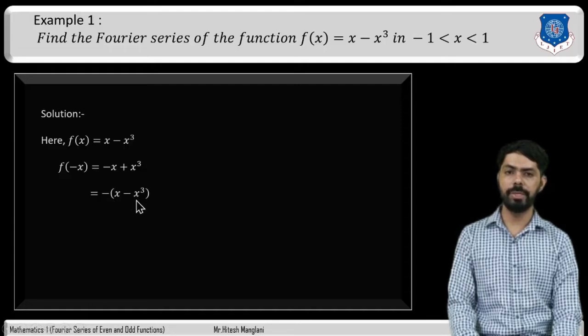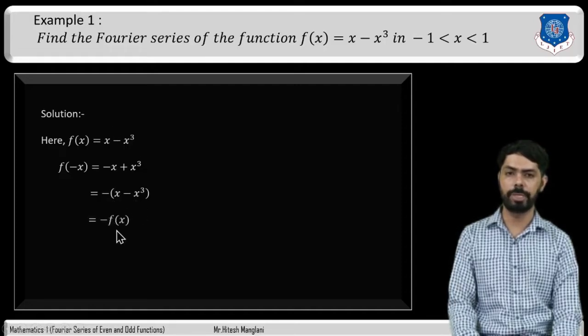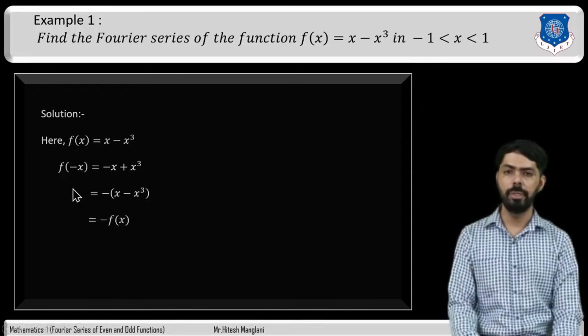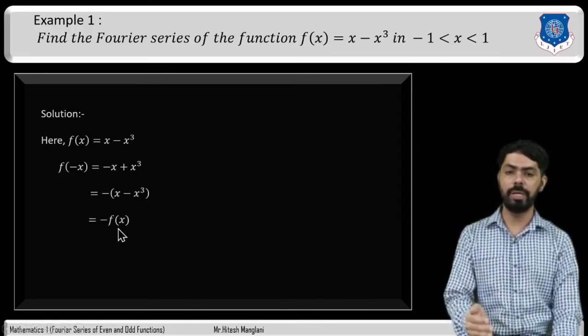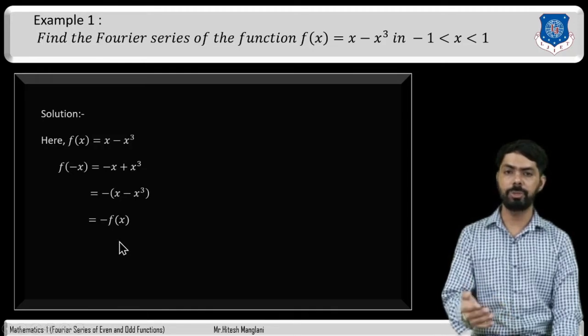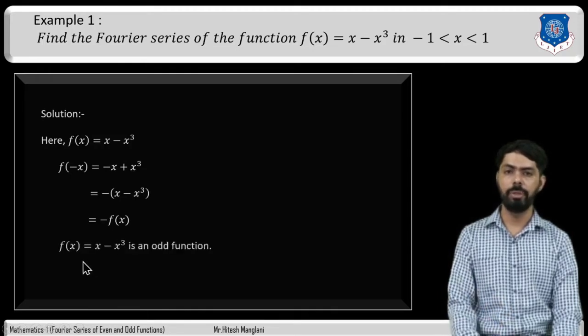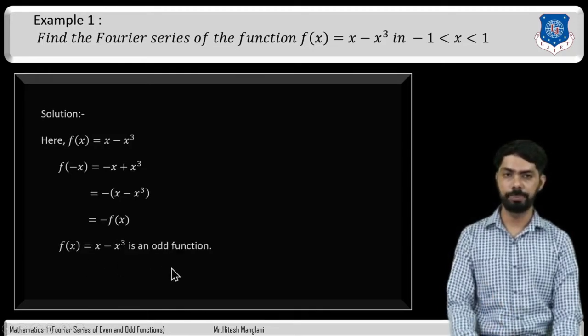So what is x minus x cube? It is f of x. So this can be written as minus f of x. So as we have studied the definition of an odd function, if f of minus x is equal to minus f of x, then the function is called an odd function. Therefore, f of x is an odd function.